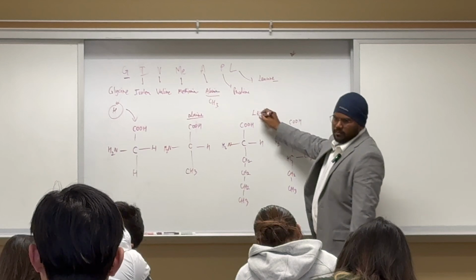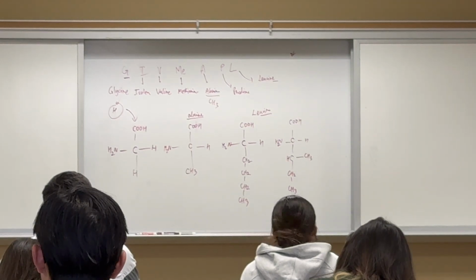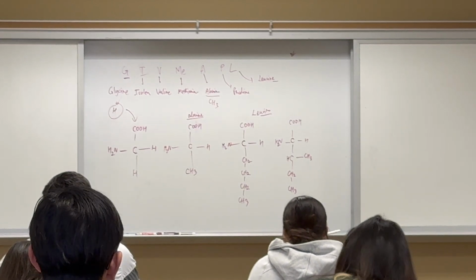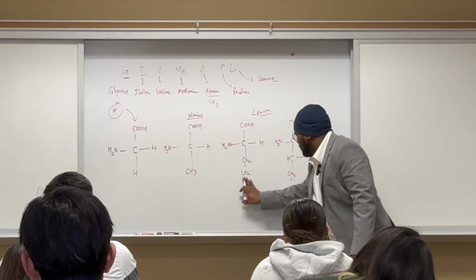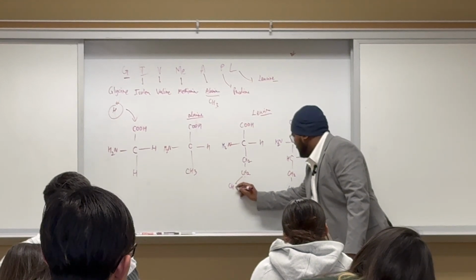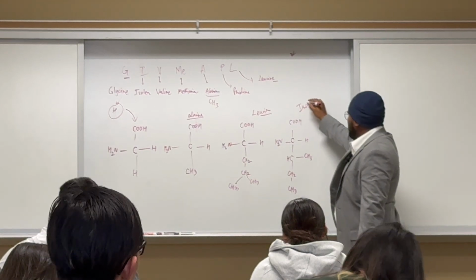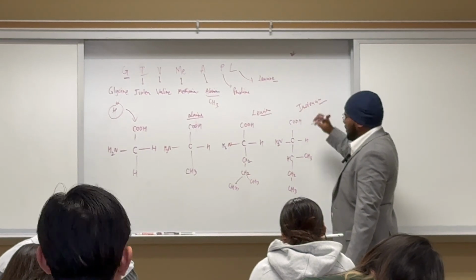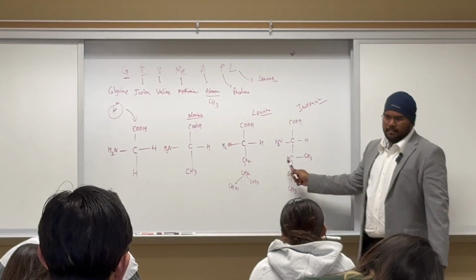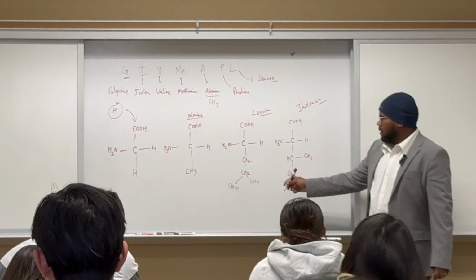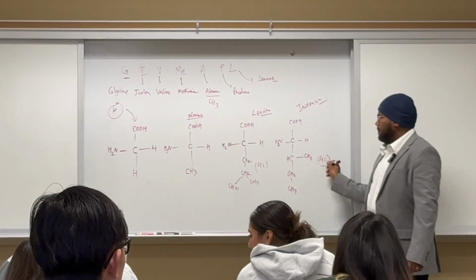Okay, is this leucine? Yes or no? It has 4 carbons? No. Leucine has something different. The last one, CH3 and CH3, okay? And this is isoleucine. The way you remember it is both of them have 4 carbon. This is 4 carbon and this is also 4 carbon.